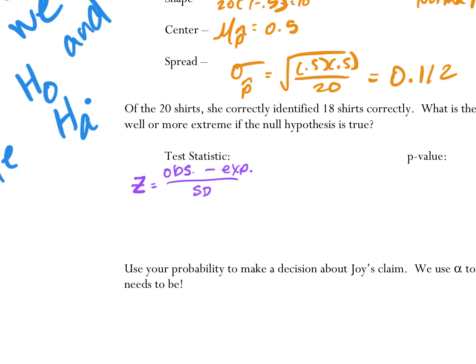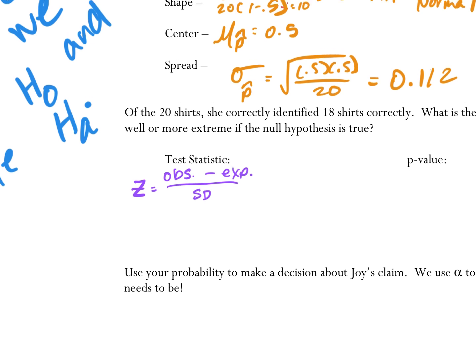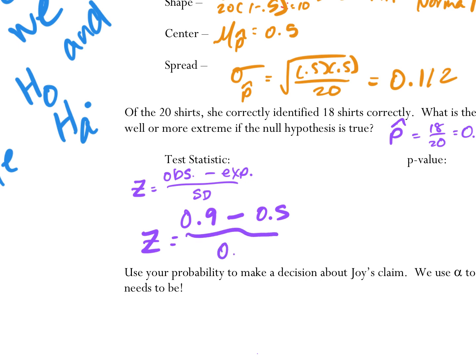So if I wanted to find the z-score for this particular sample, well, our p-hat for this sample is 18 out of 20, which is equal to 0.9. Okay, so our z statistic is going to be that 0.9, what actually happened, minus what should have happened, which is going to be your mean, because that's what our sample should be, divided by the standard deviation, which is 0.112.